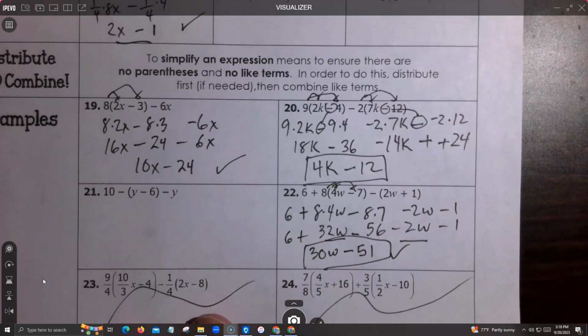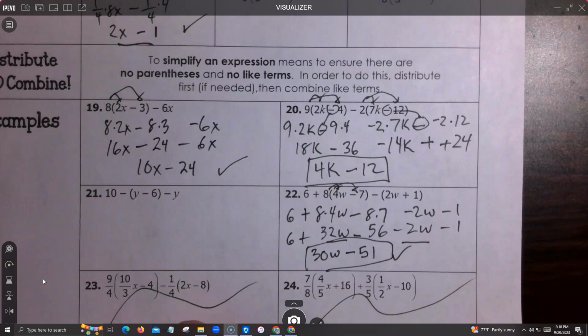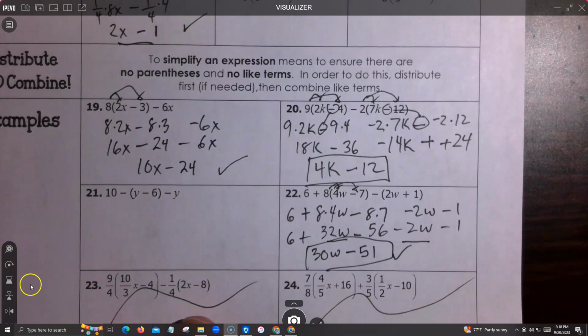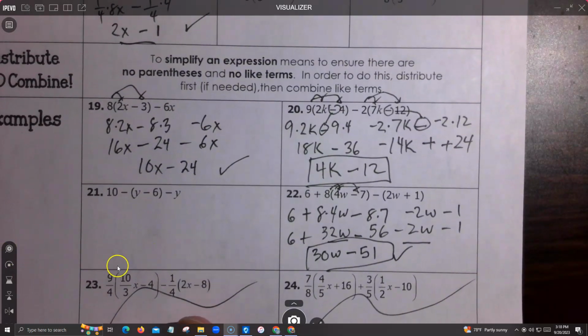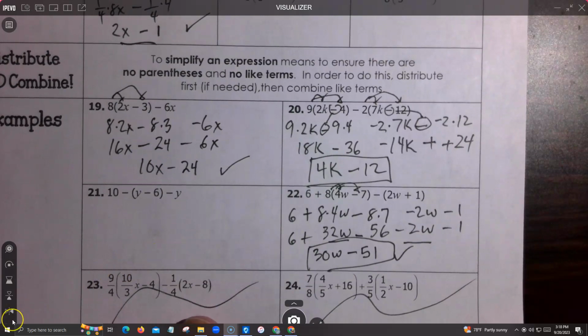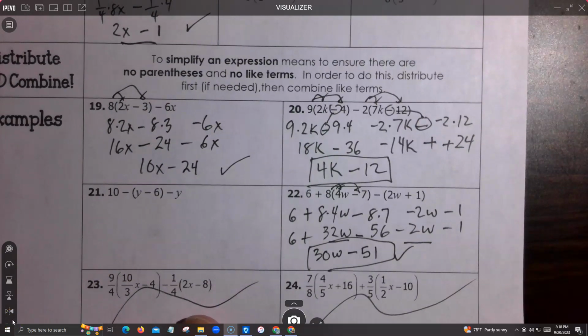So I'm going to stop here. Again, just find me if you need some more examples. I can make up examples or I can use some of the ones that we didn't cover. But you're responsible for doing the ones that are on this video.